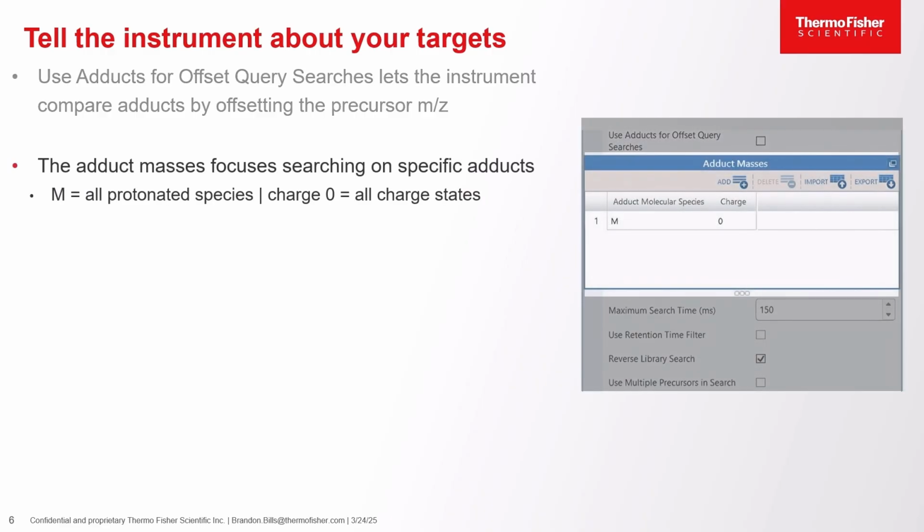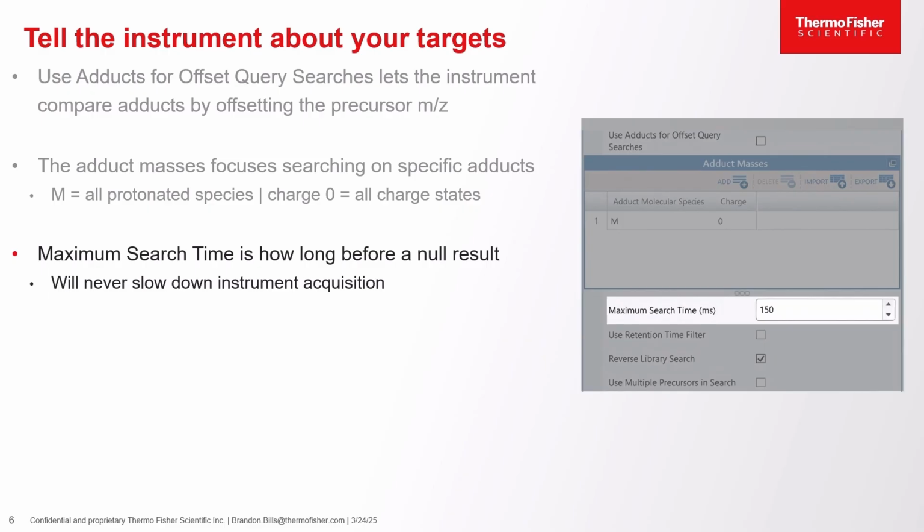The adduct masses table lets the instrument know which adducts you want to consider. By default, this is set to M, which is all protonated species, and 0, which is all charge states. Next is the maximum search time. Whatever you set this to, if the instrument reaches that time while it's generating a score, it will give back a null result and move on to the next compound. So long as you don't set this to an extremely large value, such as longer than the cycle time, it should not impact the scan rate of the instrument.